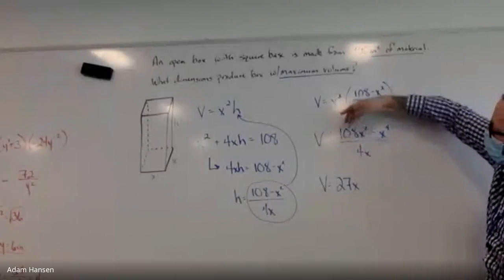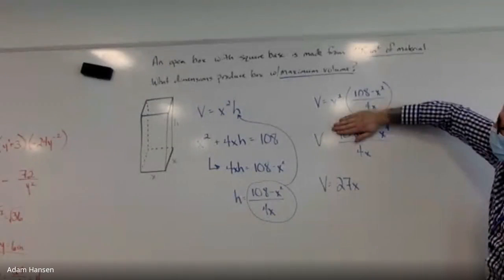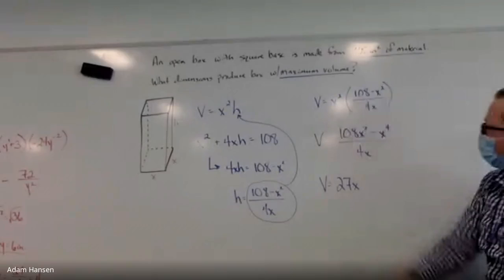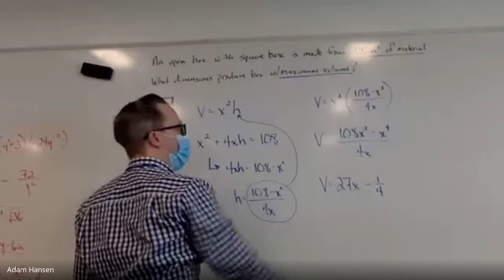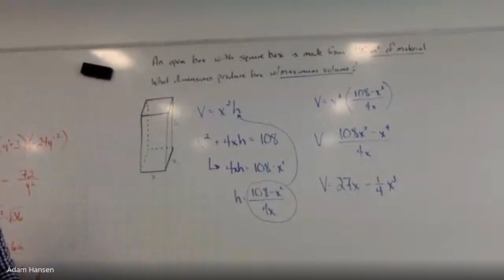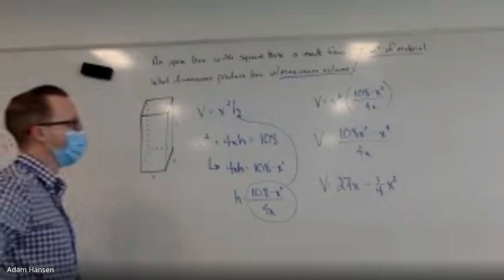Let's see here. I've got x to the fourth divided by 4x. So let's write that as 1/4. X to the fourth divided by x is x cubed. I'd much prefer to take the derivative of this volume function rather than what I had to start with. Here's a nice formula for the volume in terms of x, given 108 square inches of material to produce the box to begin with.